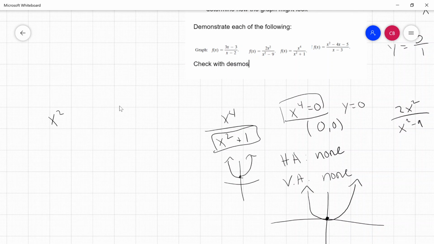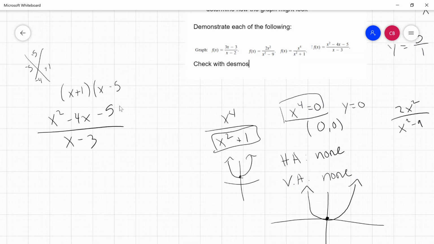We got x squared minus 4x minus 5 over x minus 3. Let's factor the top. I think this is -5, +1. So x plus 1, x minus 5. Okay. Nothing cancels, so there are no holes in this graph. We have division going on. We need to get the slant asymptote.